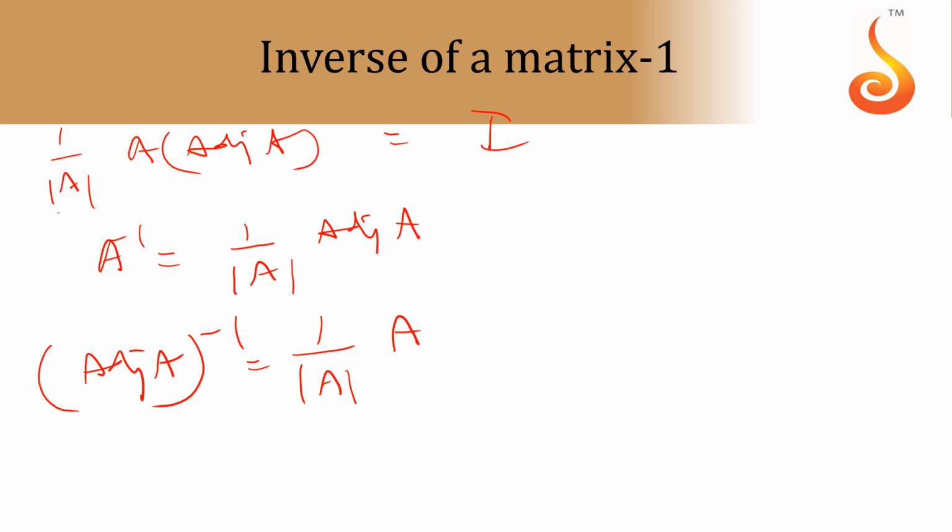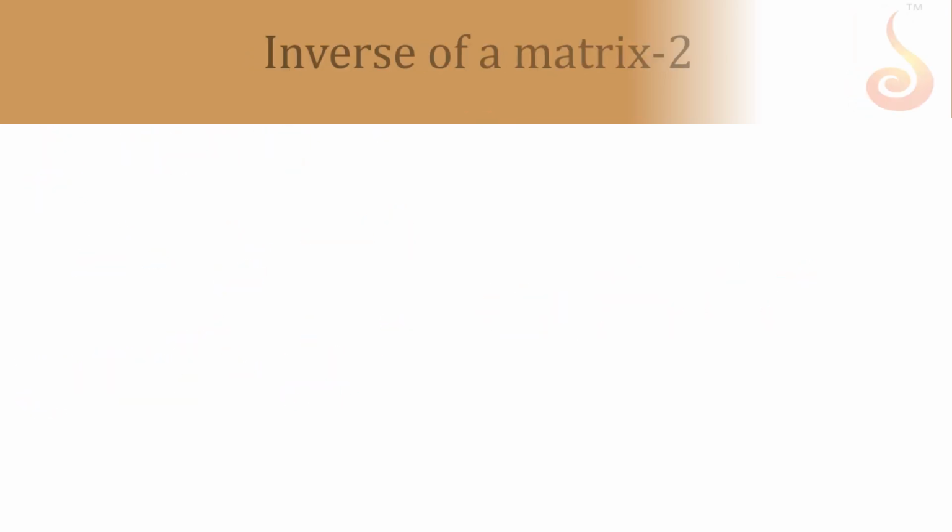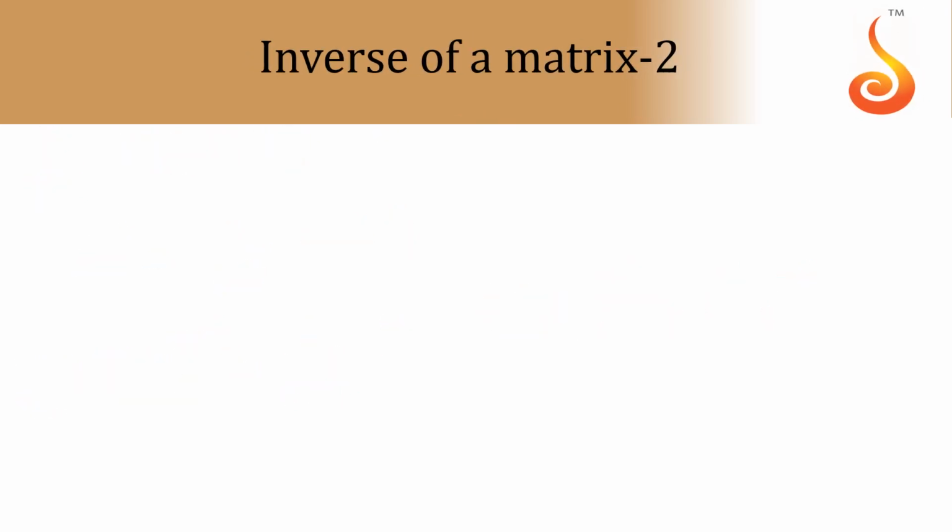A very important theorem in this: AB whole inverse equal to B inverse A inverse. Reversed, just like transpose, AB whole transpose is B transpose A transpose. So these are the main properties of inverse. Some more properties we want to see in inverse. One is very important, the cancellation law.